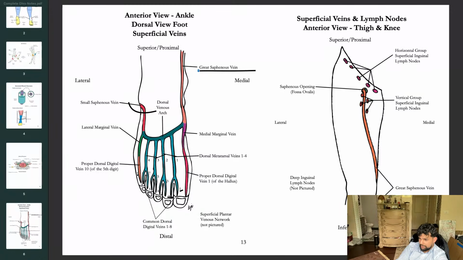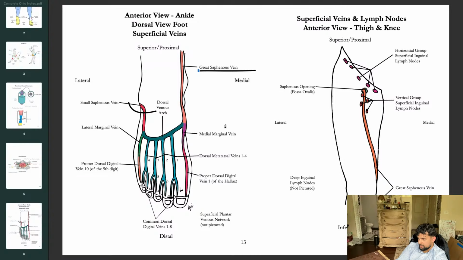So the lateral proper dorsal digital vein and the dorsal venous arch form the lateral marginal vein, which continues as the small saphenous vein. The medial proper dorsal digital vein is this one right here, which is a termination of the great saphenous vein, combines with the dorsal venous arch, forms the great saphenous, draining into the femoral vein.